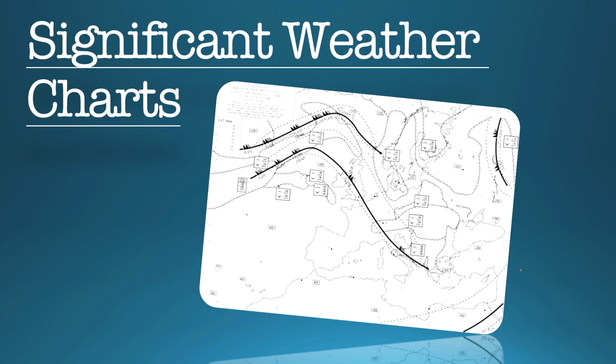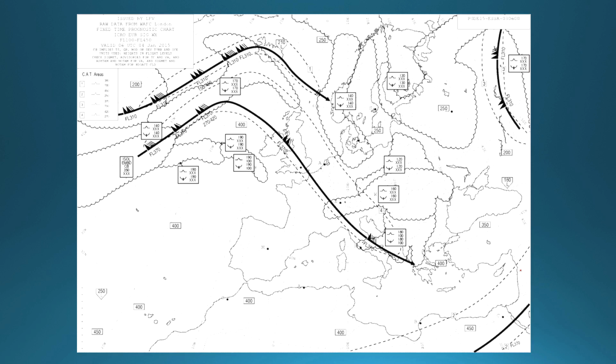So next up are, I think, the most interesting charts, the significant weather charts. They indicate a lot and are very important because they will indicate areas where you have a lot of wind and where it might be dangerous to fly. So let's take a look. So here's the basic significant weather chart. As you can see, we see a lot of things.